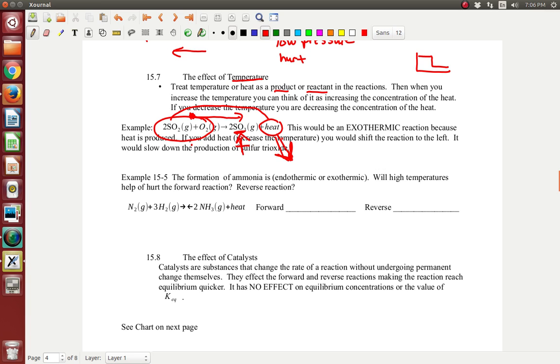So I'm going to increase the SO3, I'm going to decrease the oxygen, and I'm going to decrease the SO2, the concentrations of them, because the amount of SO2 and the amount of oxygen I have goes down to create more SO3, more of this stuff right here. So by removing the heat, I'm able to create more because this is an exothermic reaction. So let's look at this one. The formation of ammonia is endothermic or exothermic. Well, look at this. The heat's on the product side, so it's exothermic.